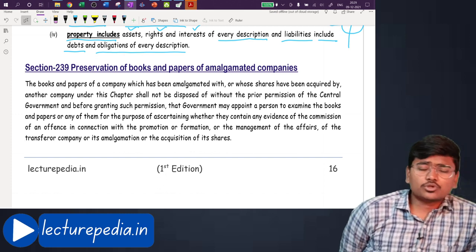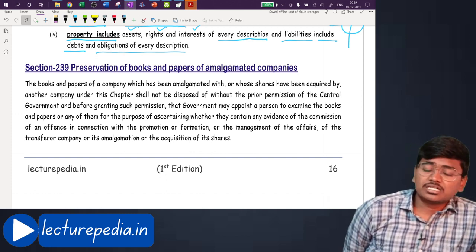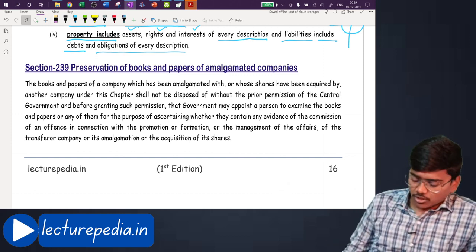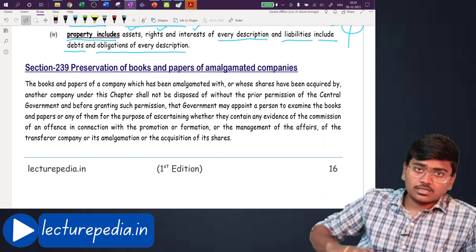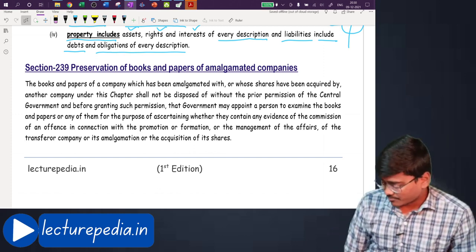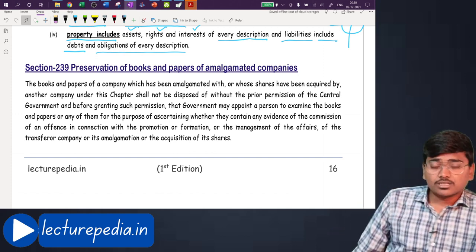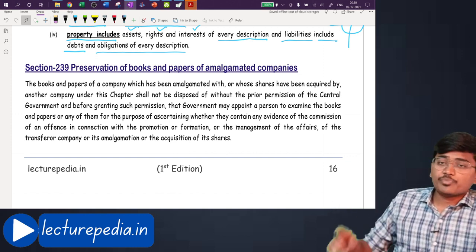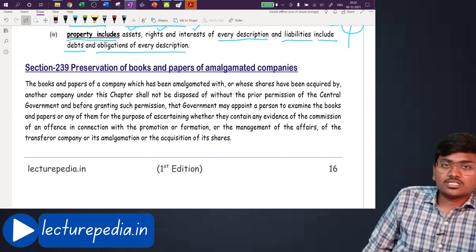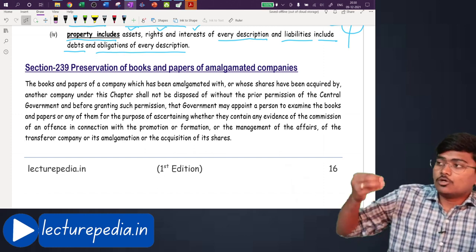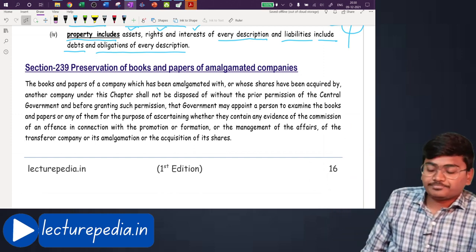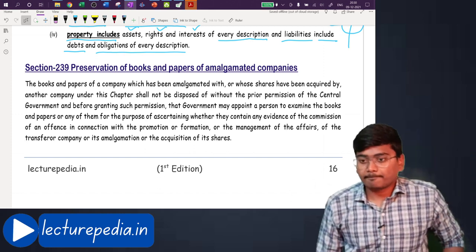Basically, the entire procedure which we have discussed in section 230 will be applicable even for section 232 also, along with the additional requirements which are specified in section 232 relating to amalgamation. The major point in section 232 is the order, the 10 points which we have discussed. That is very important in section 232. That is, the points which the order of the tribunal should deal with. That is more important.